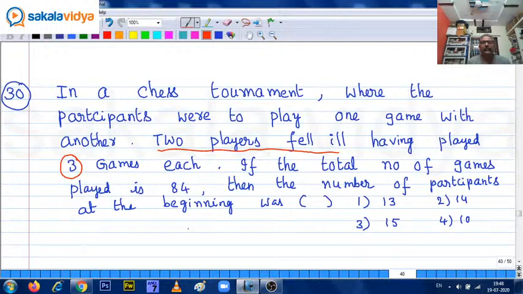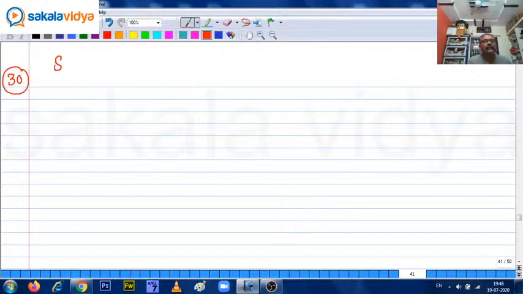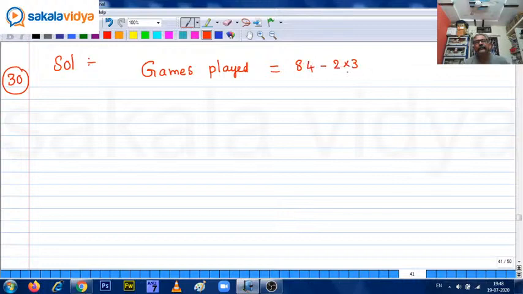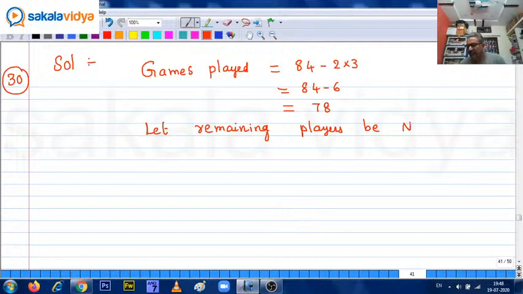So write down here, 30 solution. Games played till the end of the tournament is equal to total 84 minus 2 times 3, each played 3, so that is 2 times 3. 84 minus 6 equals how much? 78. Now let the remaining players be capital N. So the number of games played by the remaining players is 78. So we can write NC2 equals 78.